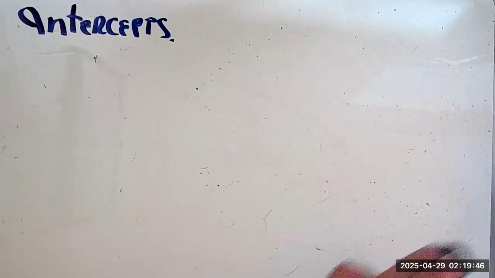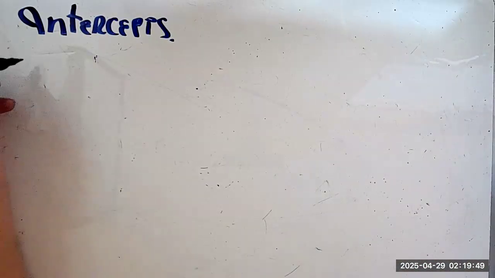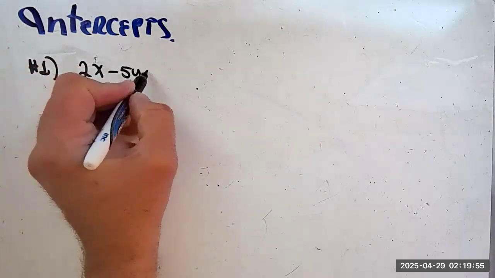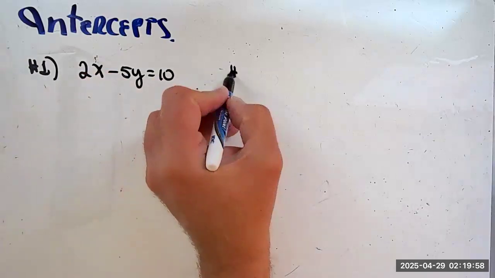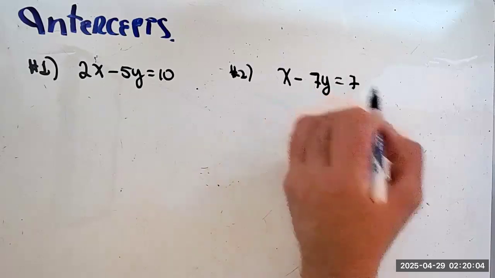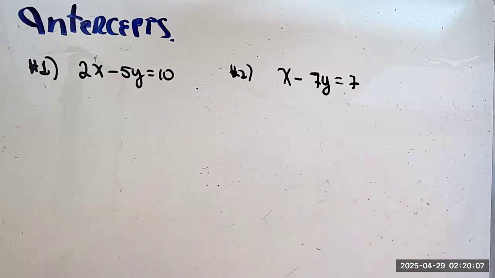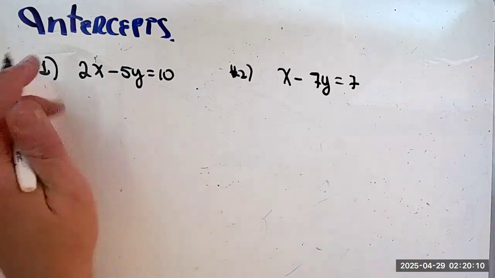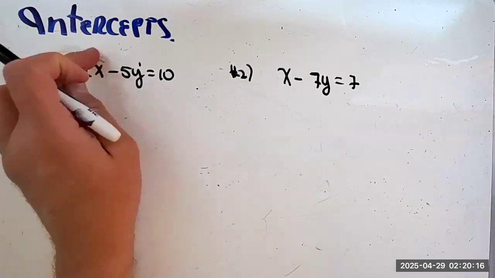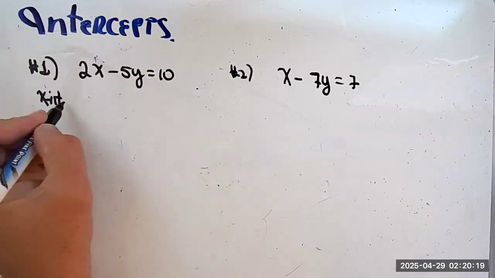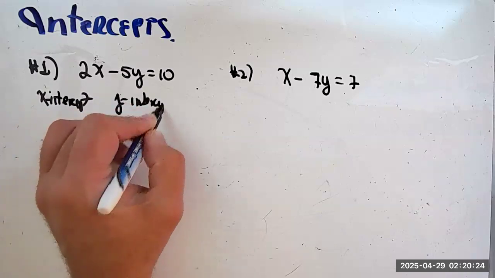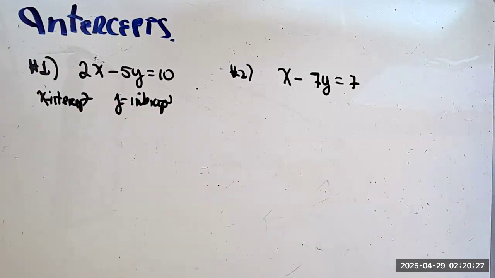What if we have the following equations? Example number 1: 2x minus 5y equals 10. Example number 2: x minus 7y equals 7. Again, we need to find the x-intercept and the y-intercept. These are lines. The degree here is 1, so we'll have a maximum of one of each.